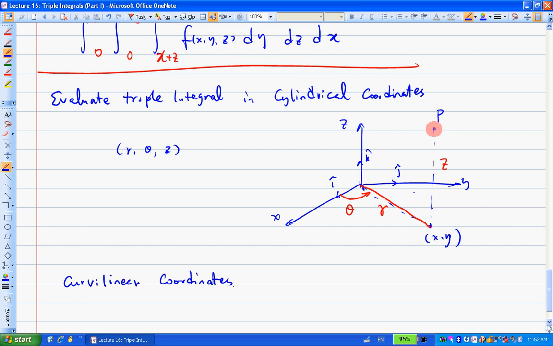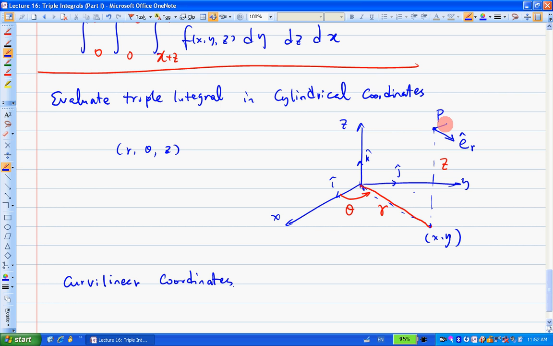Similarly, for this point P, if I don't want to express my point P in x, y, z coordinates: if it is (3, 2, 4), then point P is 3i plus 2j plus 4k, right? But if I say I'm going to use the polar coordinates, then you have another set of coordinate system. This direction is called e_r hat, in the direction of increasing r.